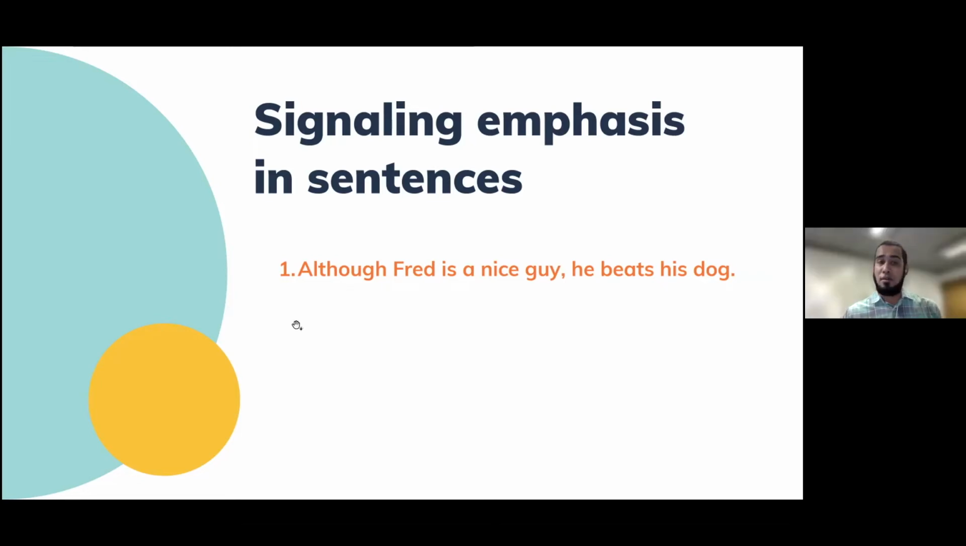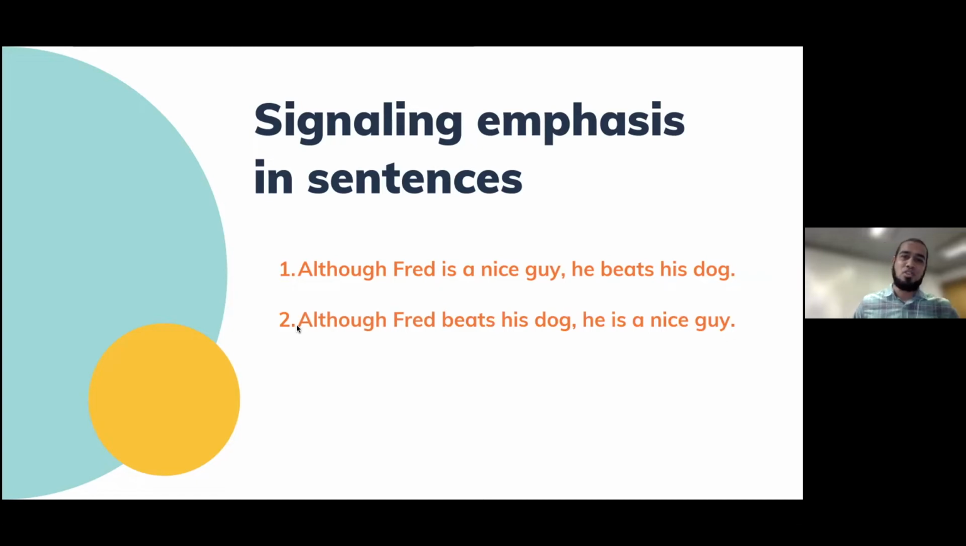So mostly you guys are saying negative about Fred, but there are a few people who are positive about Fred. Okay, so most of you guys are negative here. Let's go on. Let's keep this going. Second sentence: although Fred beats his dog, he's a nice guy. So I'm trying to understand what the author is trying to convey through this sentence. Positive Fred, thumbs up. Negative Fred, thumbs down.